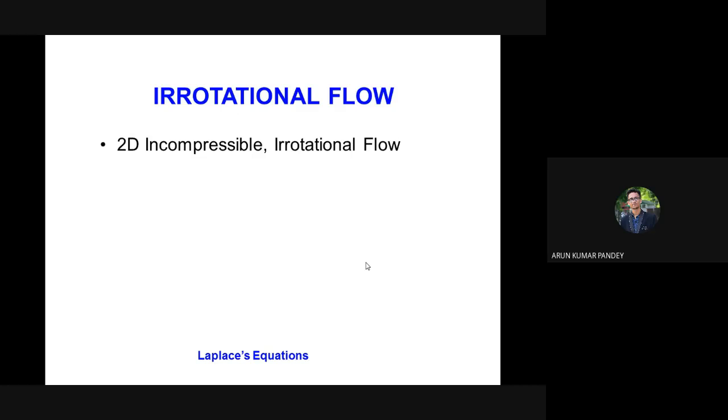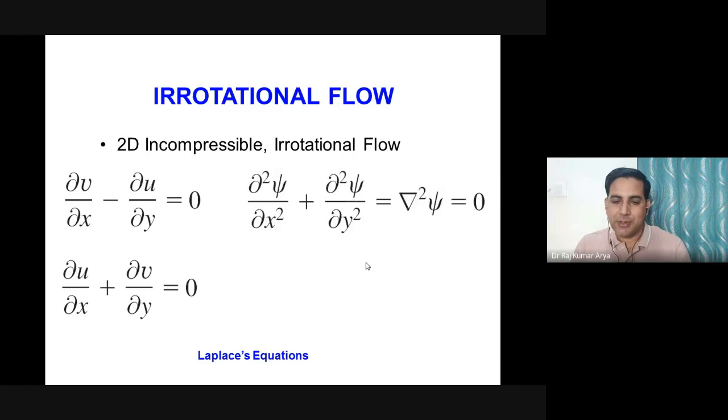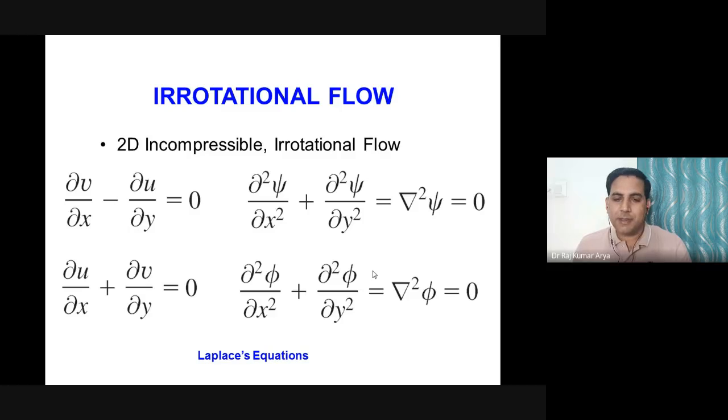Now let's see what 2D incompressible irrotational flow is. From where will it come? I wrote two equations here. What is the first one? This one, del V upon del x minus del U upon del y. What is this first one?